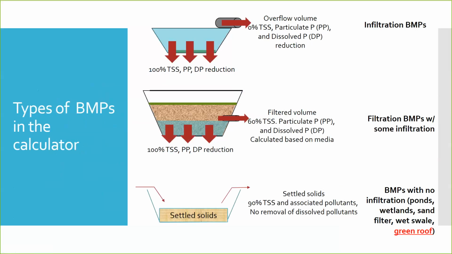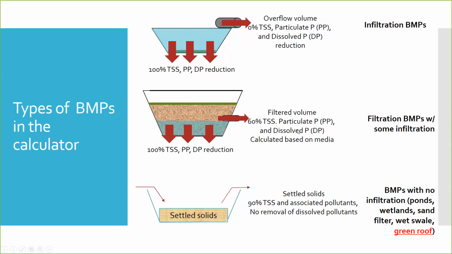So you could divide the best management practices that are in the calculator into three basic types. The first are the infiltration BMPs. These would be the BMPs that do not have an underdrain, so all water that's captured infiltrates into the soil below. You may see in some schematics that there is an underdrain, but it's shown at the top of the device. Everything that's captured is considered treated because it's removed from the stormwater drain.